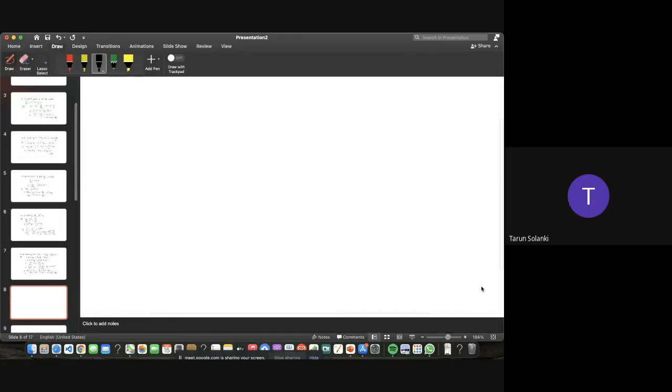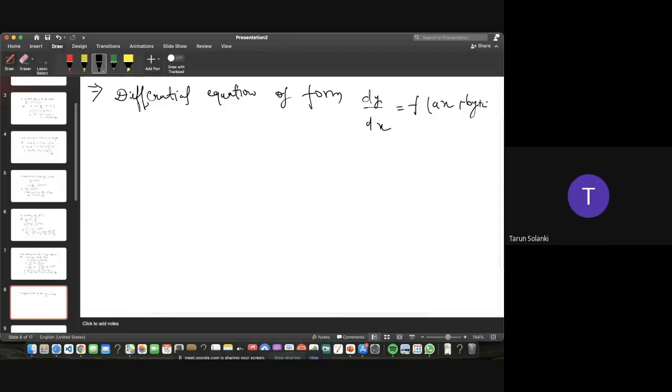Next, this part 3, we are having a differential equation of the form dy by dx is equal to f of (ax plus by plus c).